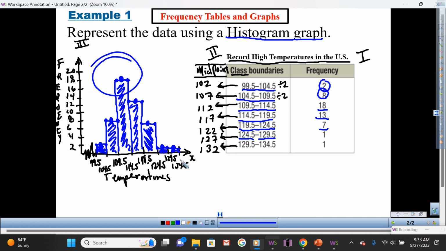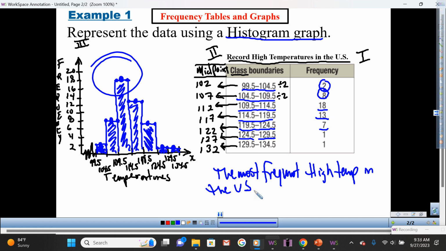Look up. What does that tell us? That it had the most frequent, right? So what would we write? The most frequent high temperature in the U.S. was between, what was the class? The class was 109.5 degrees to 114.5 degrees. Thank you.